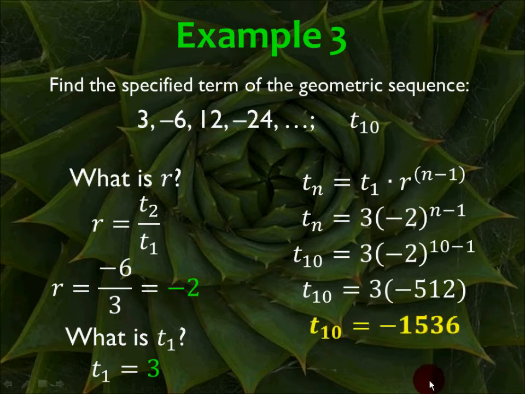And so the 10th term is equal to 3 times -2 to the 10 minus 1 power, which is -512. Therefore, the 10th term is -1536. So, to find a specific term, get the formula for the nth term, then plug in a value for n and solve the equation, or just simplify the expression.